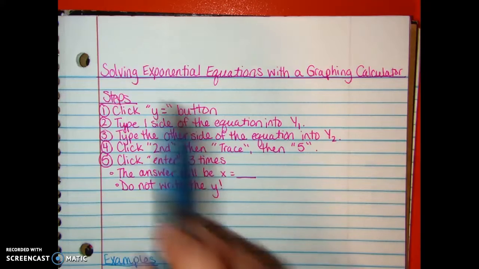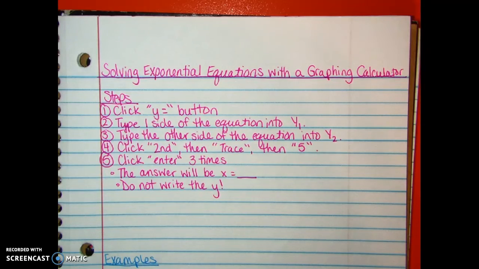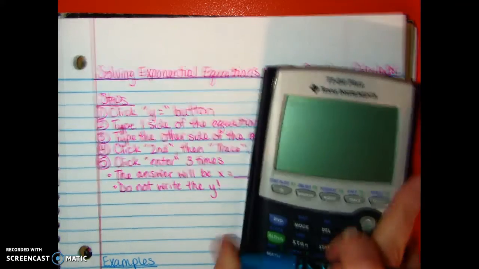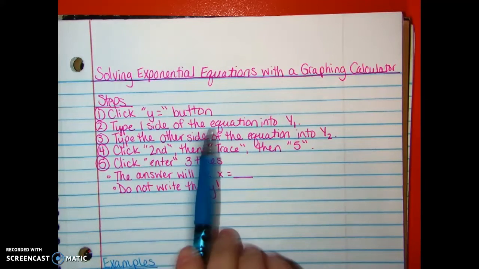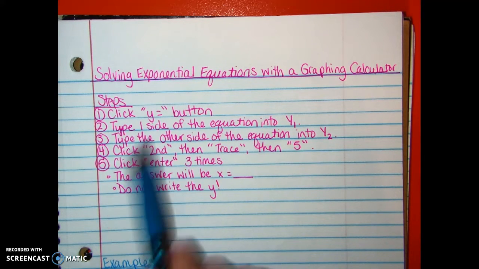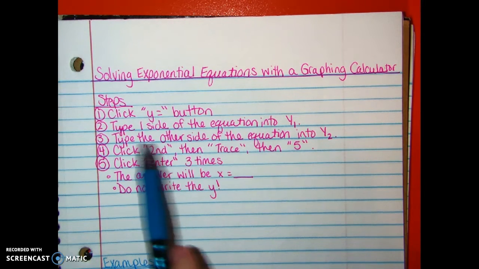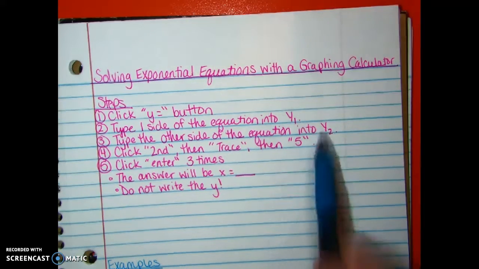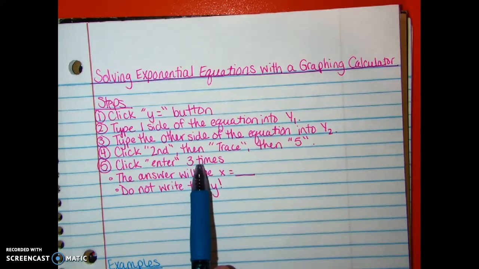To do this on the graphing calculator, as you can see, there are 5 steps. It looks kind of complicated right now, but once you see it on the calculator, I think it'll make a lot more sense. While you're writing these down, I'm just going to read through them. Step 1 would be to click the y equals button. That is located right here. Then, and this will make more sense when we get to the examples, you'll type in one side of the equation for y1, and the other side of the equation will be typed into y2, or y sub 2. After that, we'll click second, trace 5, and then enter, enter, enter.